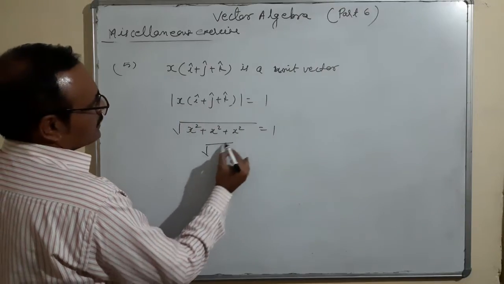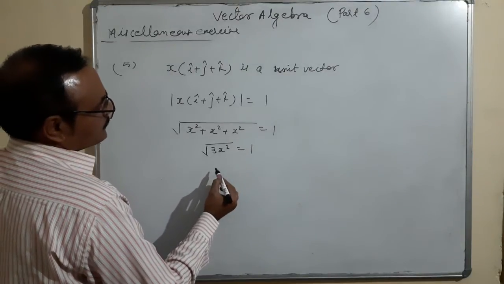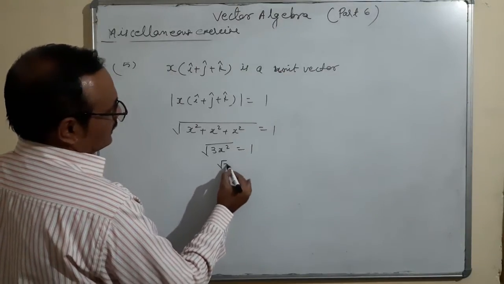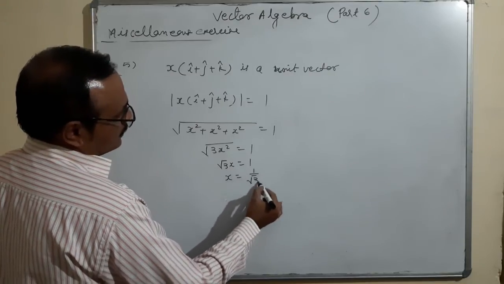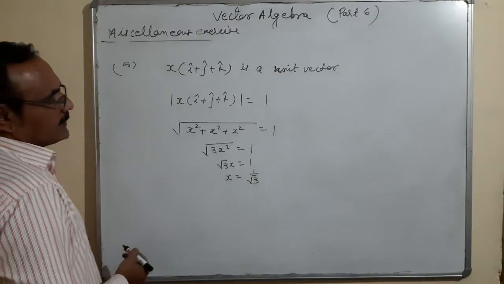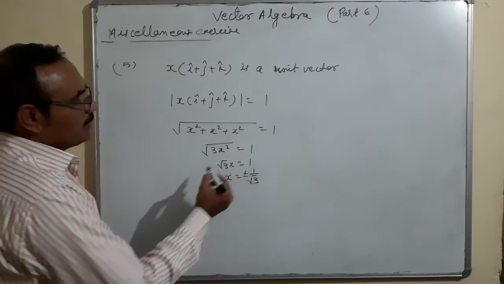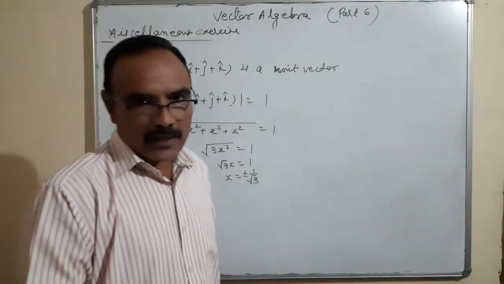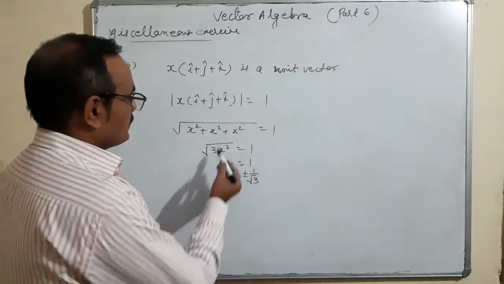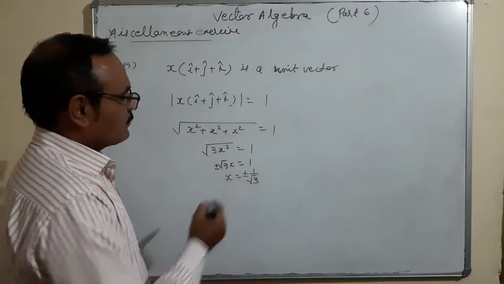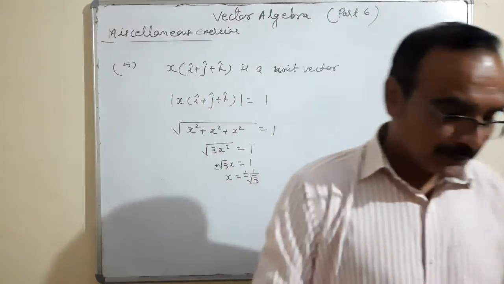So what does it mean? It is 3x square is equal to 1. Therefore, root 3 x is equal to 1. So x is equal to 1 upon root 3, and that is a unit vector. This is the value of x, and we can put plus minus here also, because when we convert in the under root form, then always the term is coming in the form of plus minus. Therefore x is equal to plus minus 1 upon root 3. This is the value of x.